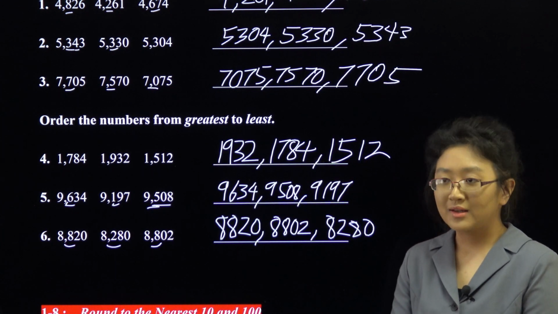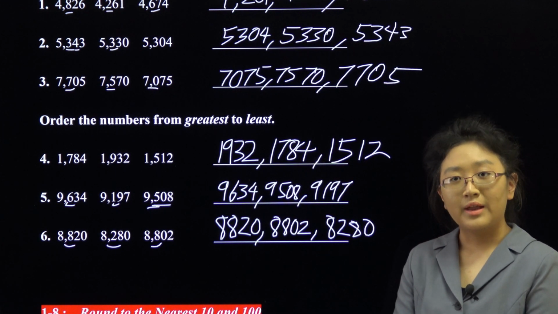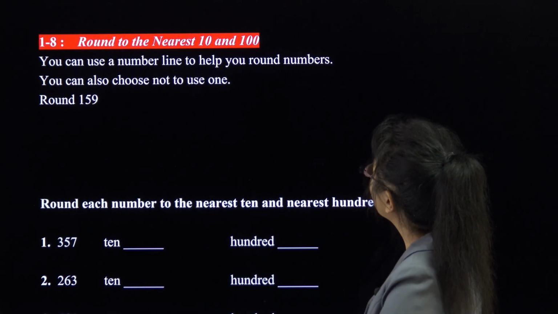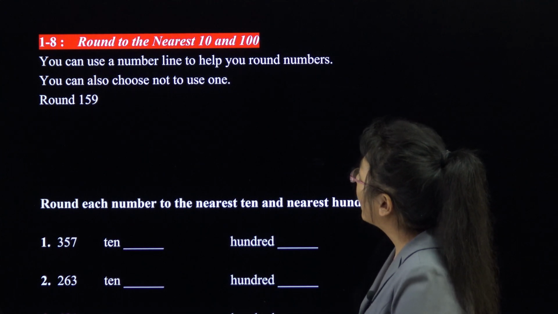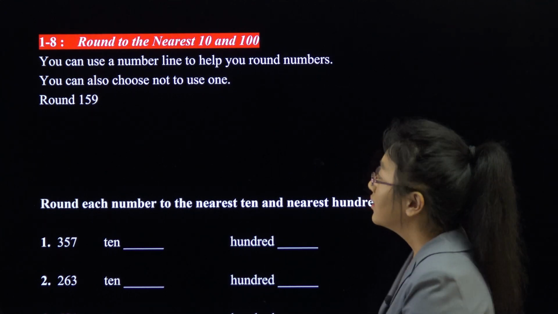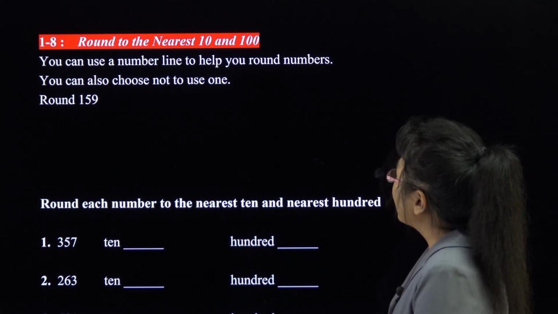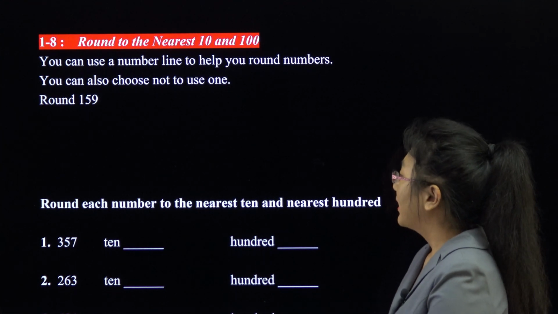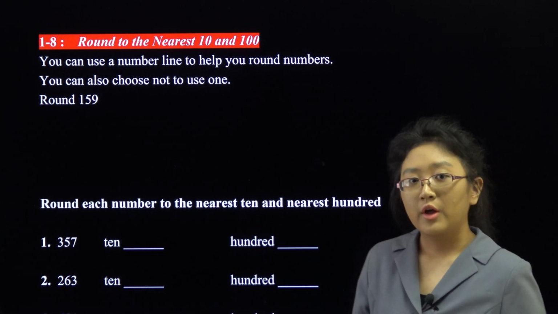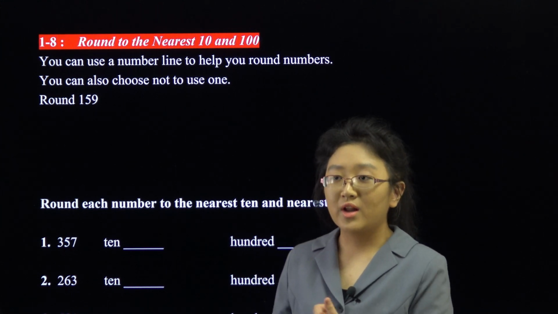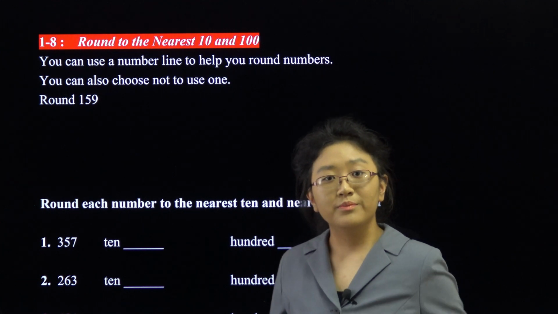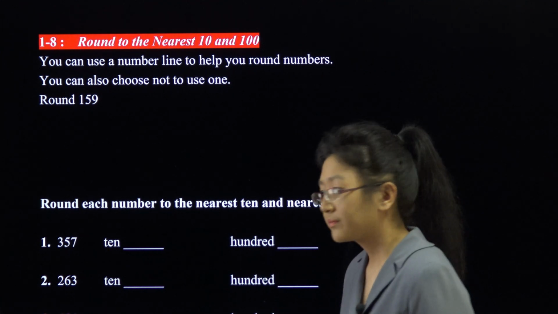Well, that's that section. Now we're going to move on to rounding. Specifically, rounding to the nearest 10 and 100. Well, tens and hundreds. You can use a number line to help you round numbers, or you can choose not to use one. Essentially, when you're rounding numbers, you look at what number it's closer to. And if it's right in the middle, you round up.